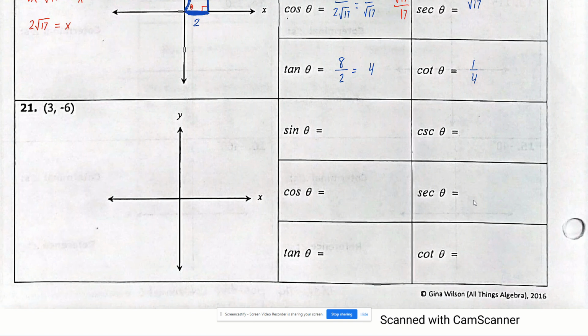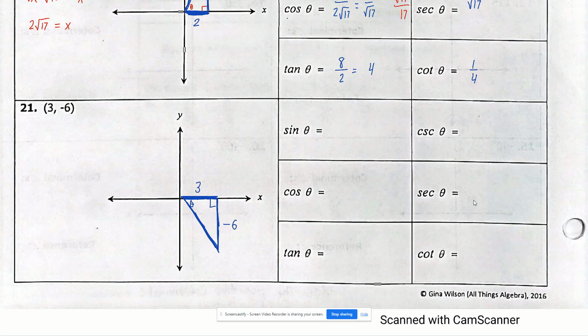Okay, last one, 21. Without looking, well, actually, you can look. If I went 3 right and I went down 6, what quadrant am I in? Well, it's definitely in quadrant 4. So in quadrant 4, what's the rule?